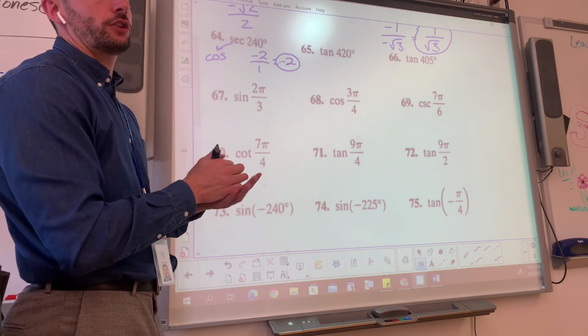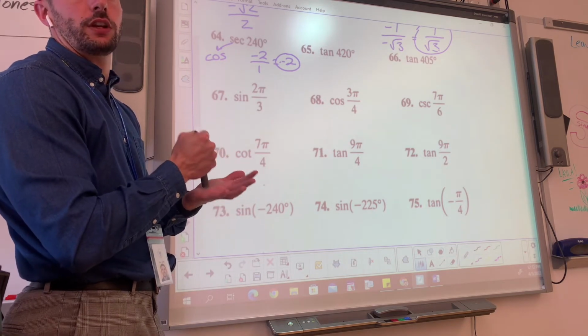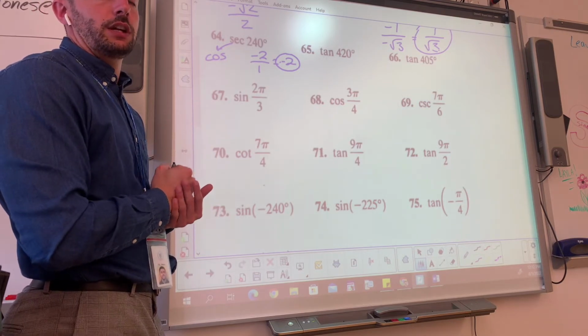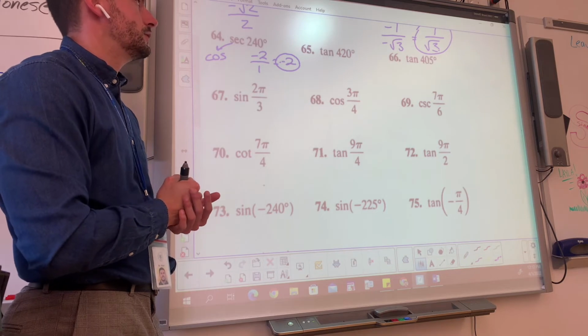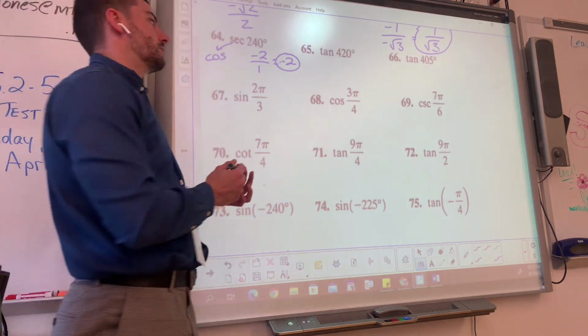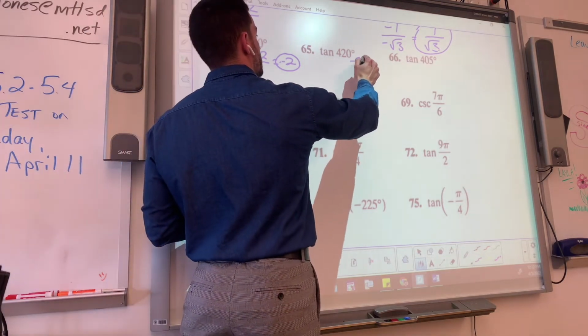But tangent of 420 degrees. Okay, so now what's the issue? 420 degrees. If you looked for that on your unit circle, you would have no luck because that is too big, right? Our unit circle only goes up to 360. So what do we do? 360, right? So 420 minus 360.